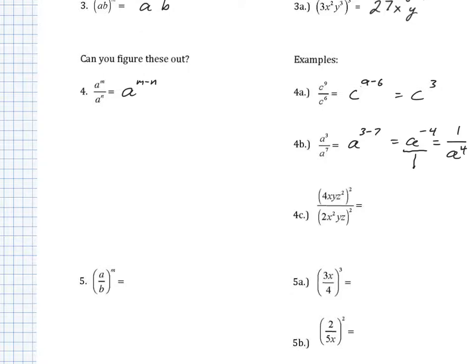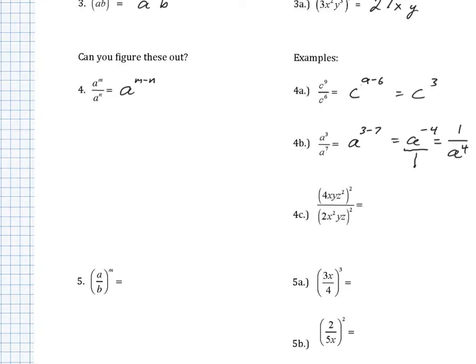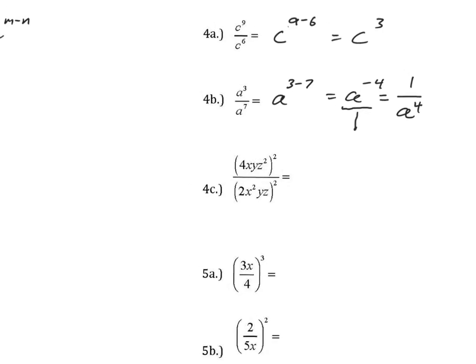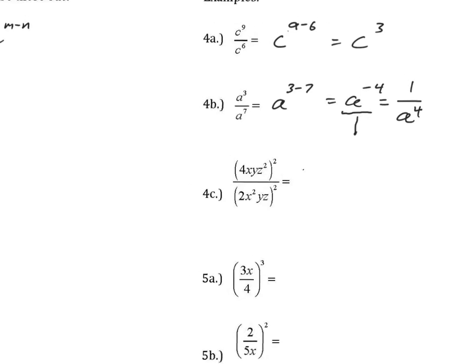Okay? So how about 4C? 4Z squared over X. You guys are way ahead. I think Claire is. 16x squared, y squared, z to the 4th, over 4x squared, y squared, z squared. It's going to be 4, x to the 4th, y squared, z squared.